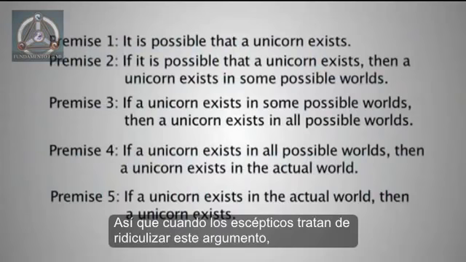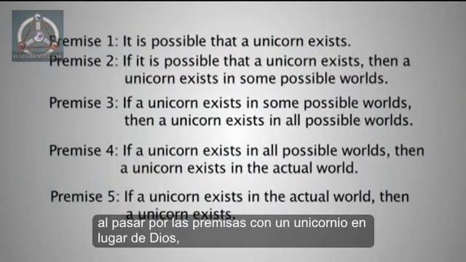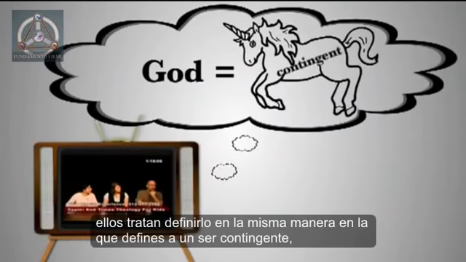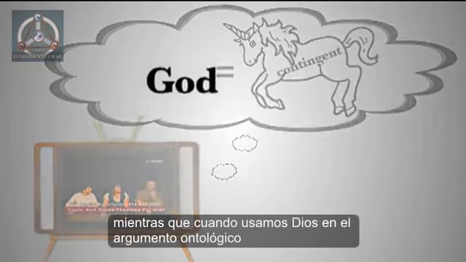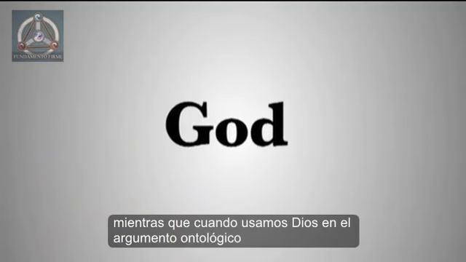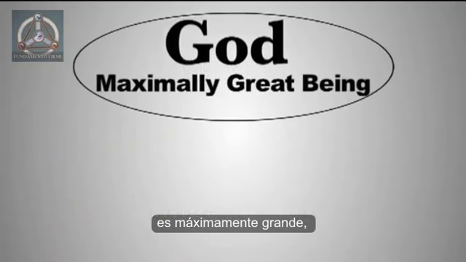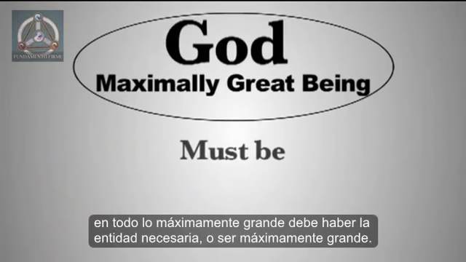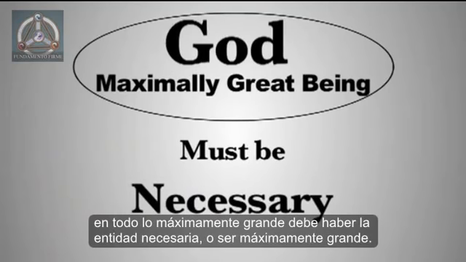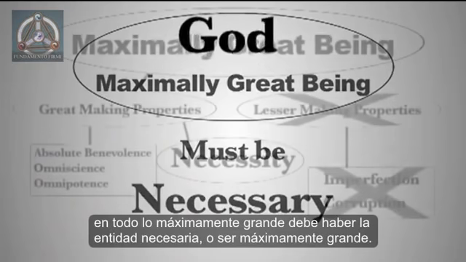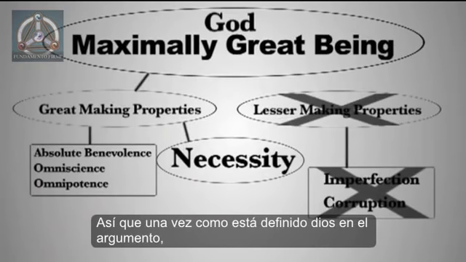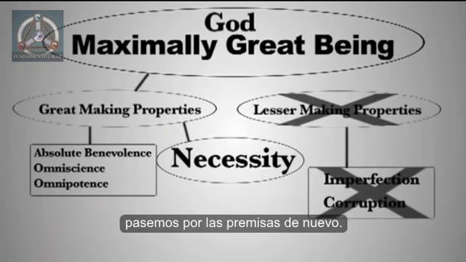So when skeptics try to debunk this argument by going through the premise with a unicorn in place of God, they are trying to define God in the same way you would define a contingent being. Whereas when we use God in the ontological argument, we are saying God is more than just contingent. He is maximally great, and anything maximally great must be a necessary entity, or it wouldn't be maximally great. So understanding how God is defined in the argument, let's go through the premises again.